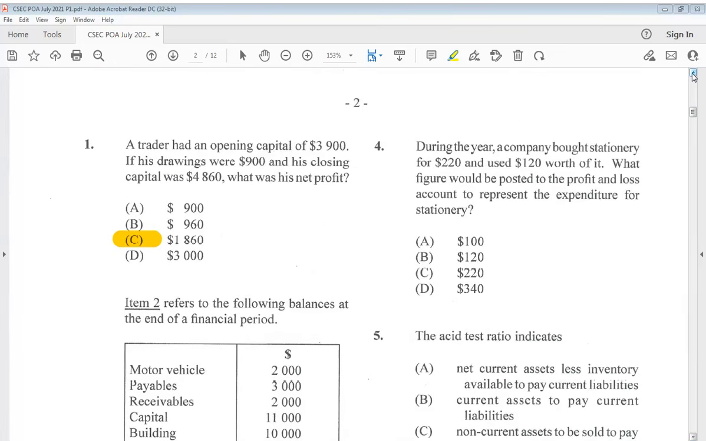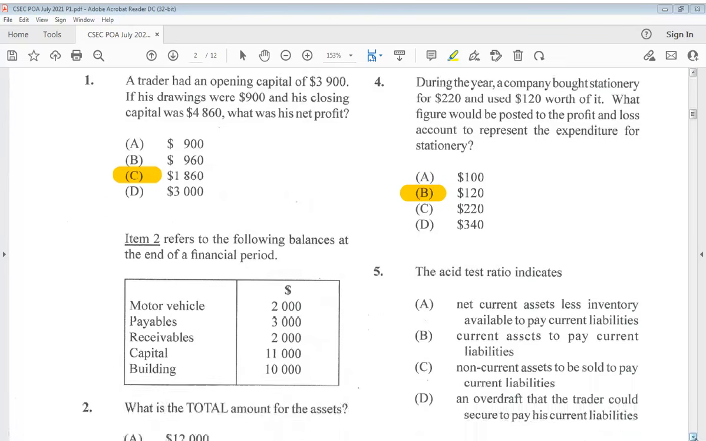Here it says, during the year, a company bought stationery for $220 and used $120 worth of it. What figure would be posted to the profit and loss account to represent the expenditure for stationery? Here we are dealing with the accrual concept, and we know that has to do with what is incurred. Therefore, it would have been the $120 that was used. So that would be B. Let's go on to number 5.